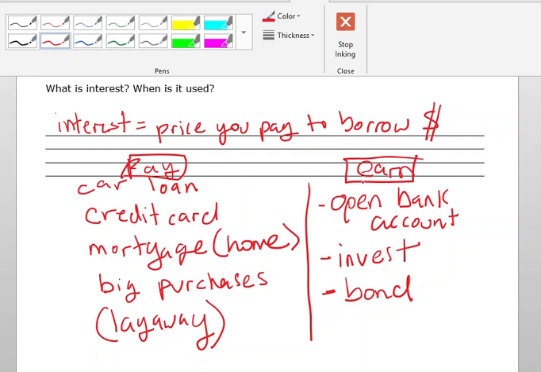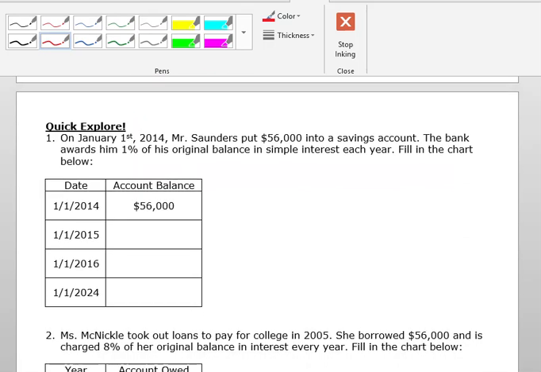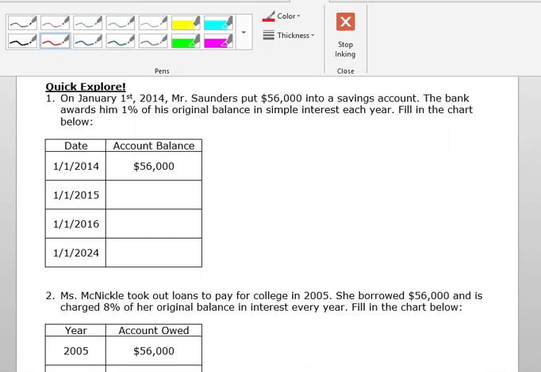And of course, why do we have interest? Well, because people want to buy houses and people want to buy cars, and these are very, very expensive things. Not many people have the cash to put up front right away, but they do have the ability to slowly pay that off. And so the way that banks make money is by collecting interest on those loans. So today we're going to talk about simple interest. Now let's take a look at our quick explore here.